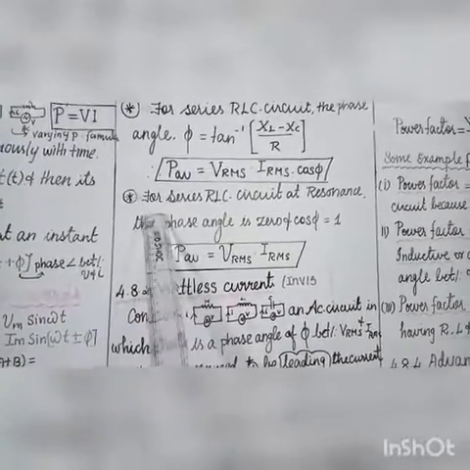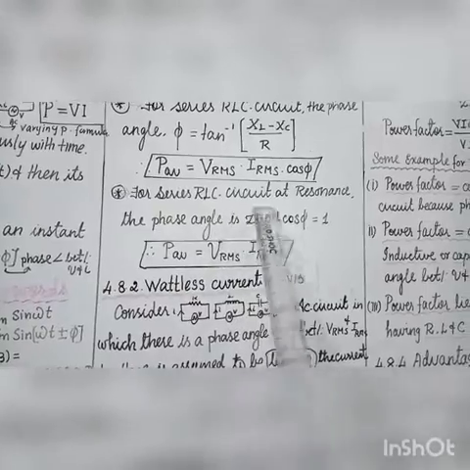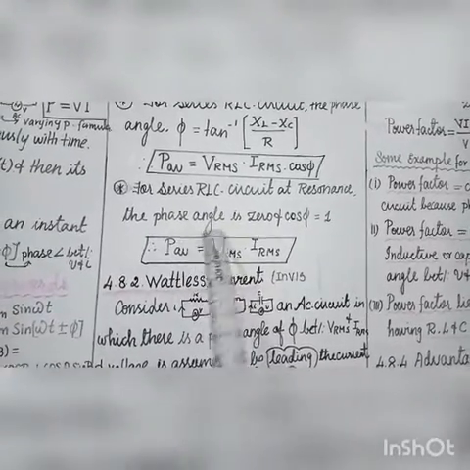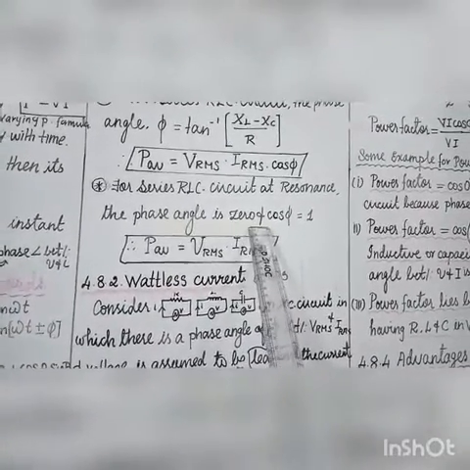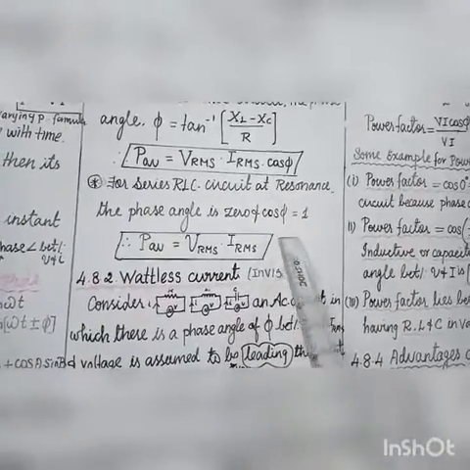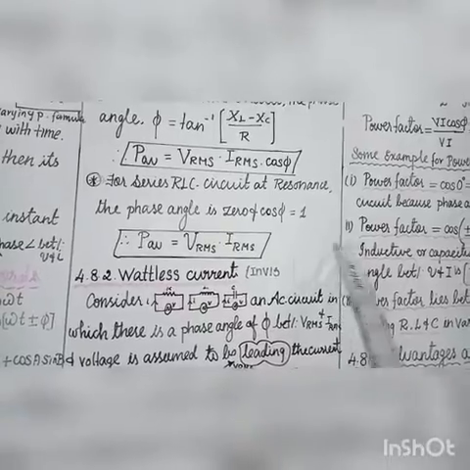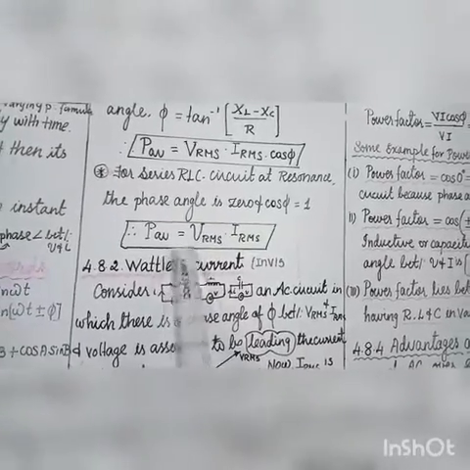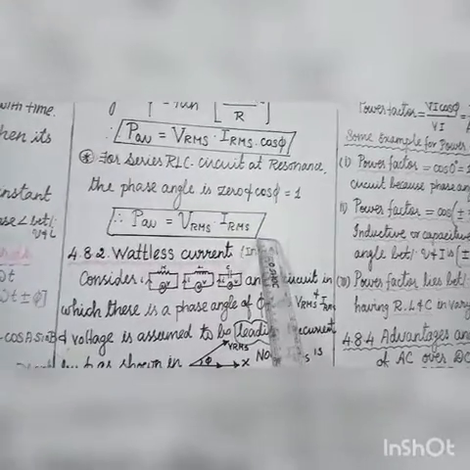The fourth condition for the series RLC circuit is resonance. The phase angle is 0, that is, cos phi is equal to 1. At resonance, XL is equal to XC. Now the average power is equal to Vrms times Irms.